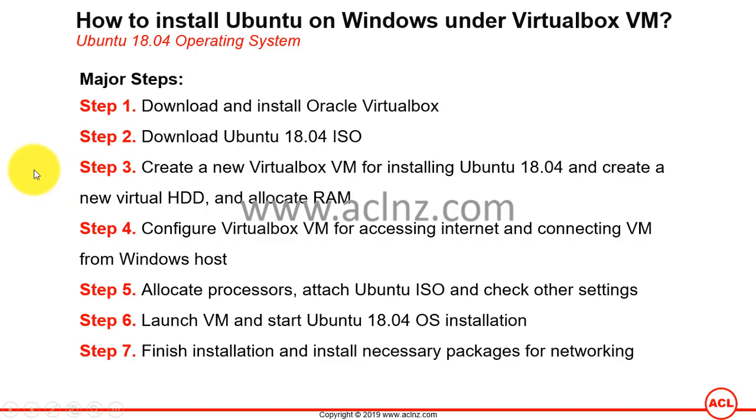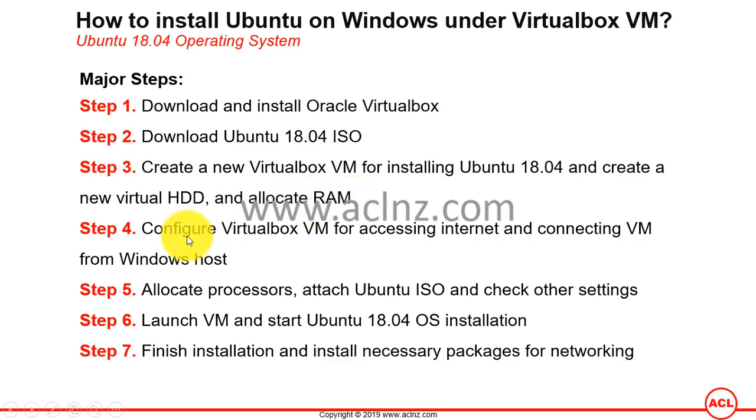Step number one is to download and install Oracle VirtualBox on your Windows operating system. Step number two is to download Ubuntu 18.04 ISO for its desktop. Step number three is to create a new VirtualBox VM for installing Ubuntu 18.04 and create a new virtual hard disk and allocate the necessary RAM.